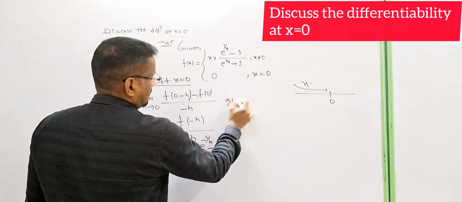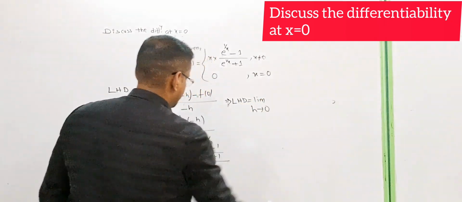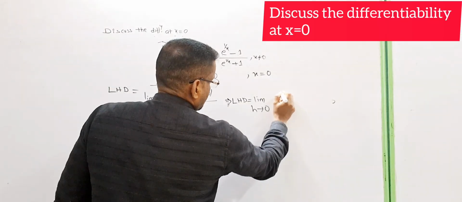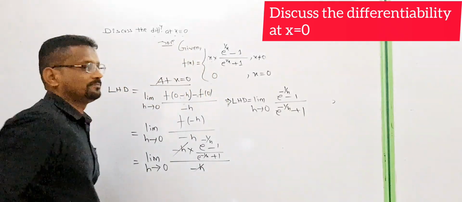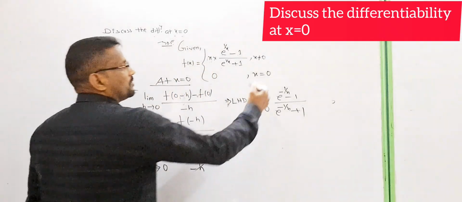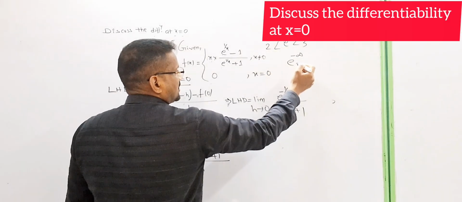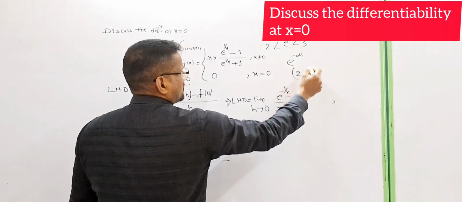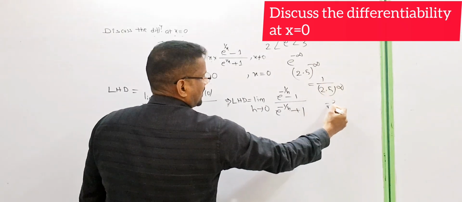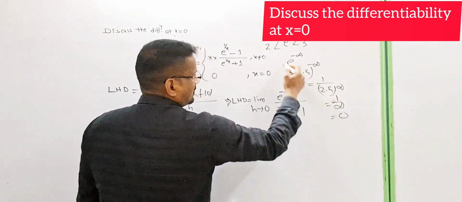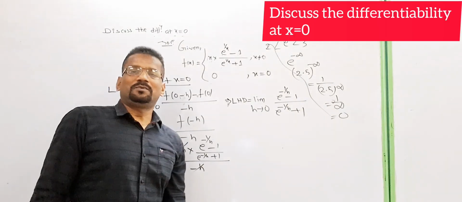So you will get left hand derivative equal to limit h tends to 0, e to the power negative 1 by h minus 1 by e to the power negative 1 by h plus 1. Now here is the turning point. Value of e is what? Lies between 2 and 3. So if you take, say, 2.5 for our convenience, 2.5 to the power minus infinity is equal to 1 by 2.5 to the power infinity, and that is 1 by infinity, which is equal to 0. So I mean to say e to the power negative infinity is 0.